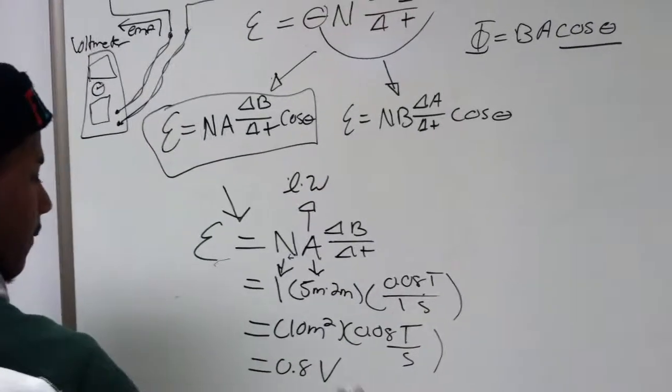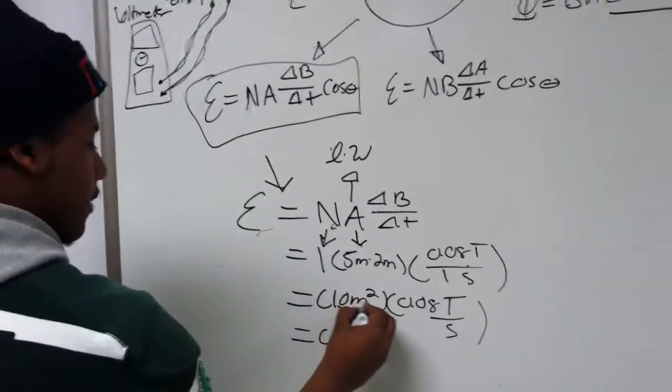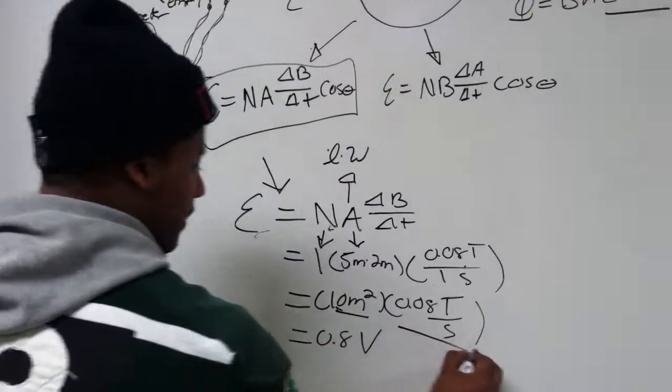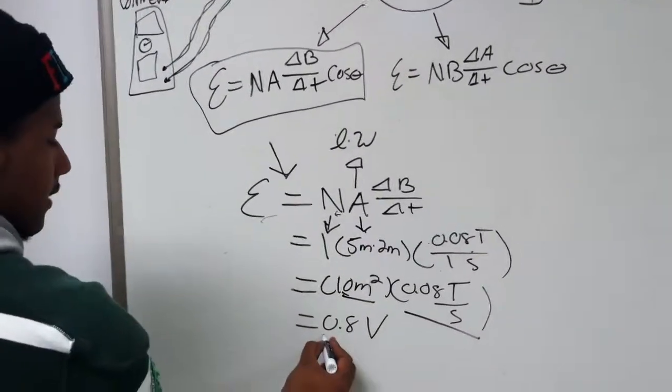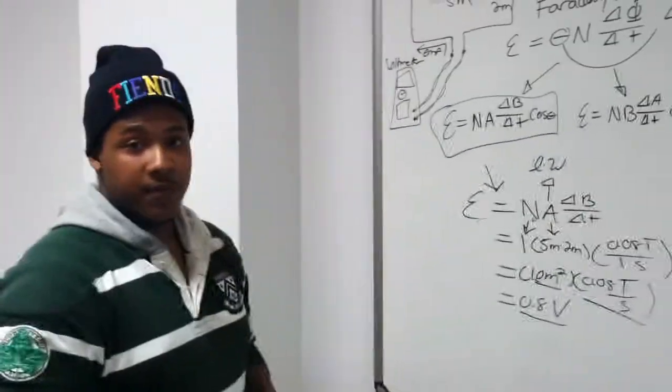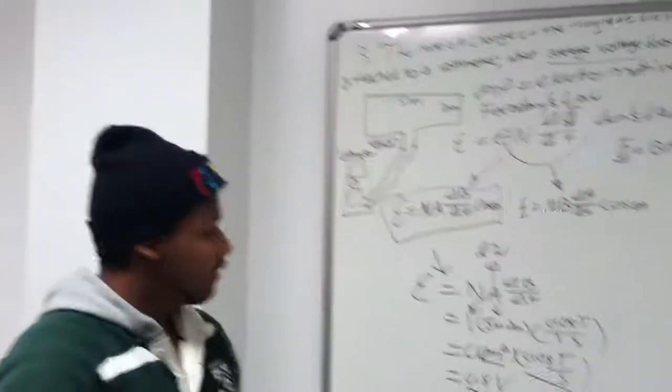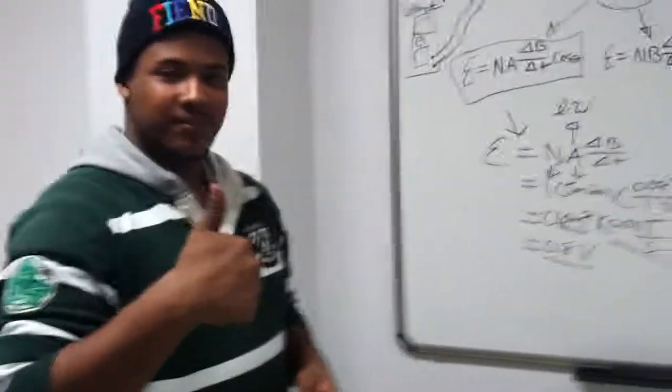So we do the math. We have 10 meters squared times 0.08 teslas per second, which gives us 0.8 volts, which is our average voltage the device displays. And that is how you solve this problem.